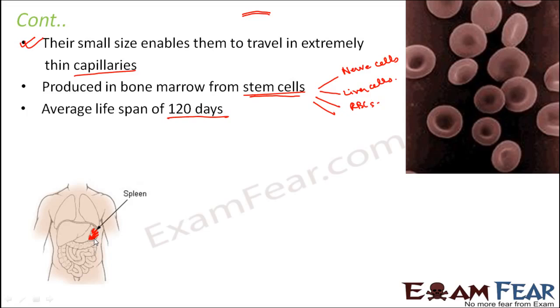So the most important function which red blood cells perform is that they help in transport, because they are very small in size, so they can actually travel through extremely thin tubes also, and that means they help to transport substances from one point to another. Another function is that they contain hemoglobin, which has an affinity for oxygen. So hemoglobin helps in the transport of oxygen and carbon dioxide to and from different parts of the body. So transport is the main purpose of the red blood cells.